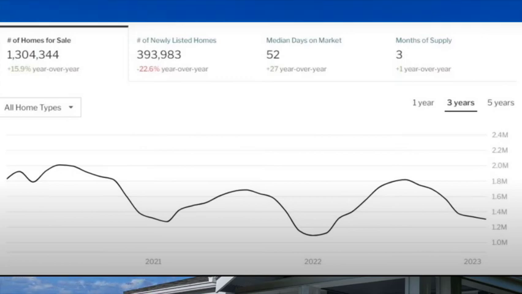Now let's examine the supply side of the equation. As of February, there are 1.3 million homes listed for sale, marking a 15.9% improvement from last year's February data. Although there's an increase in supply, it's not a substantial surge of new inventory. The 3-year chart illustrates that supply is still notably low compared to the levels observed in 2020.